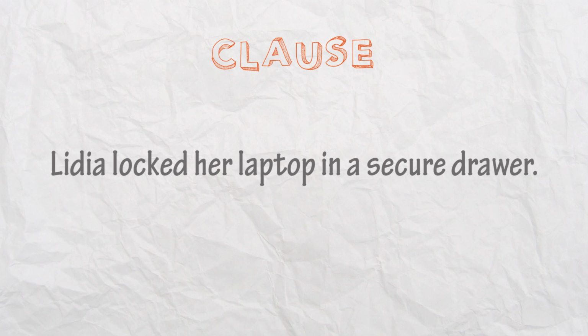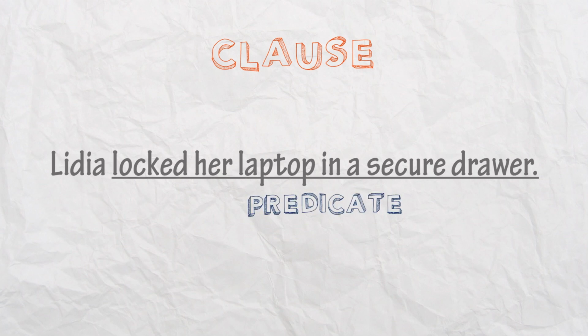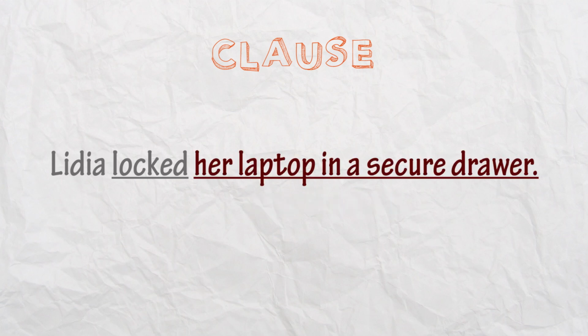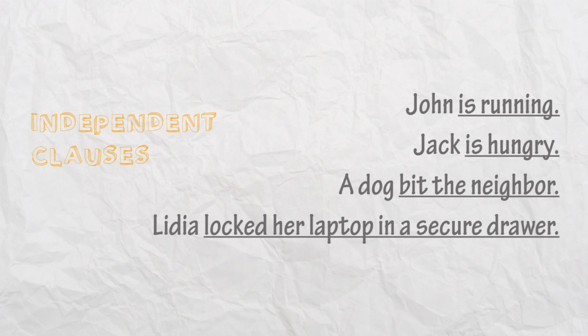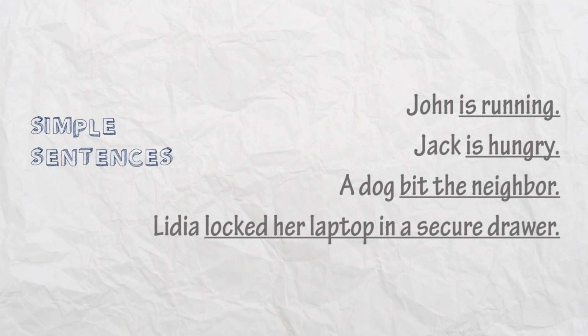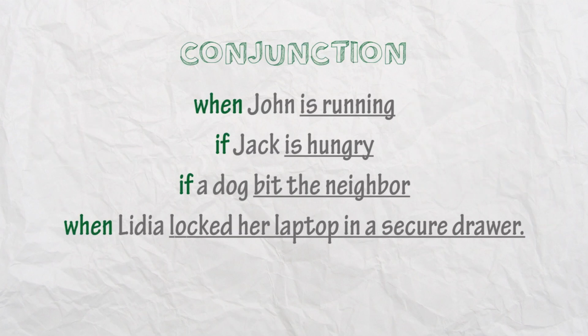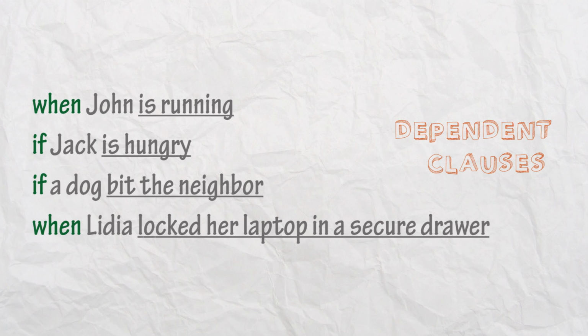Lydia locked her laptop in a secure drawer. All of these together are the predicate. Here, the words that modify the verb are called modifiers. So basically, a predicate is the verb plus any modifiers, and the number of modifiers could be 0. These are independent clauses, so they're also sentences. They're simple sentences. But now I'm going to add a conjunction before them, like when or if, and once you add a conjunction, you turn them into dependent clauses.